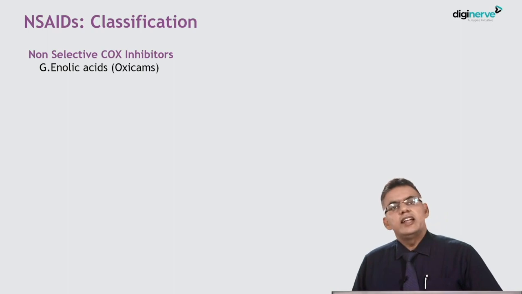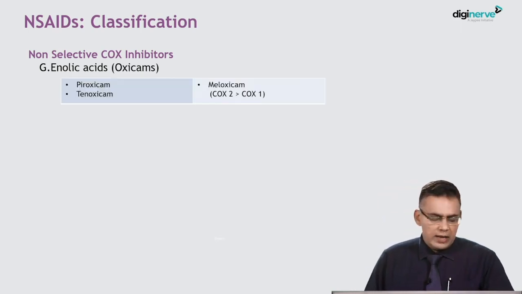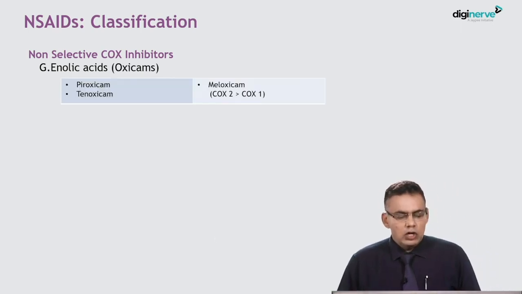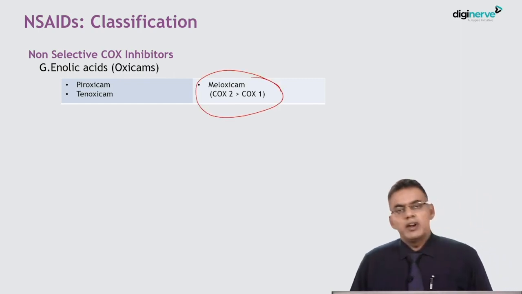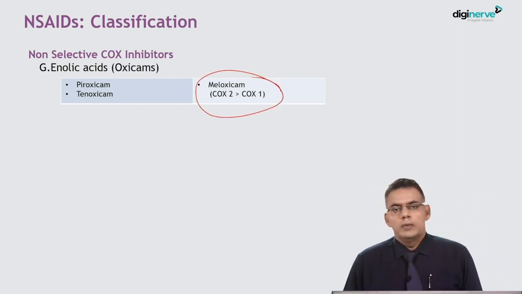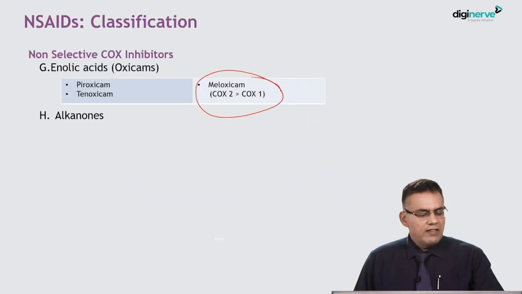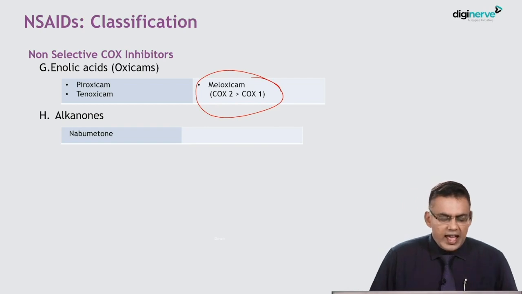Other non-selective COX inhibitors are enolic acid derivatives, which are also called as oxicams. Here we have piroxicam, tenoxicam, and remember, meloxicam is also having a preferential COX-2 inhibition as compared to COX-1. Then we have alkanones like nabumetone, which is relatively gastroprotective.